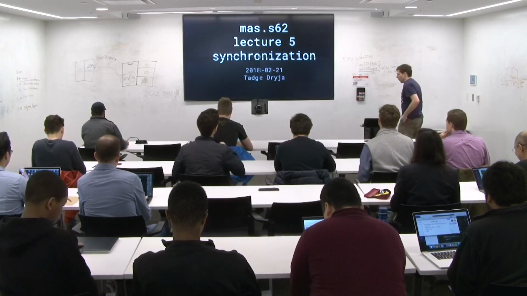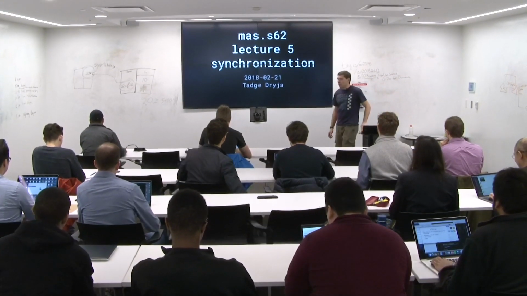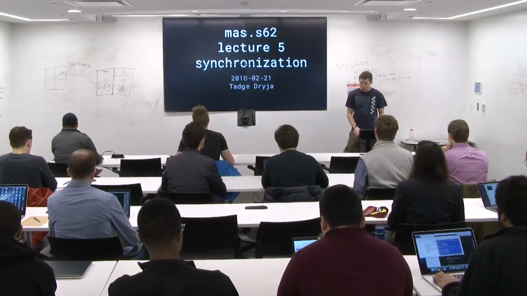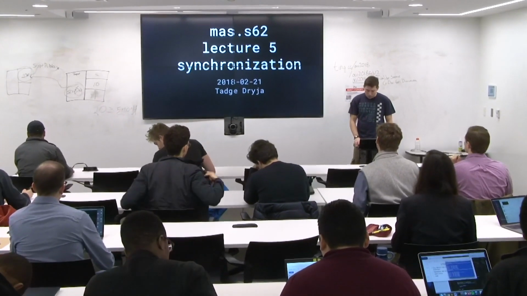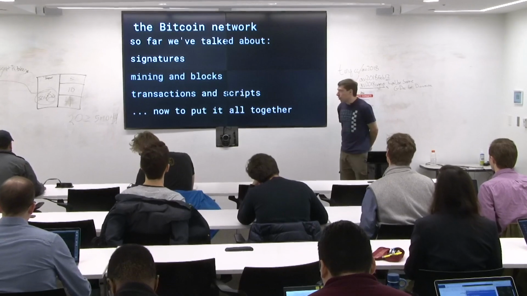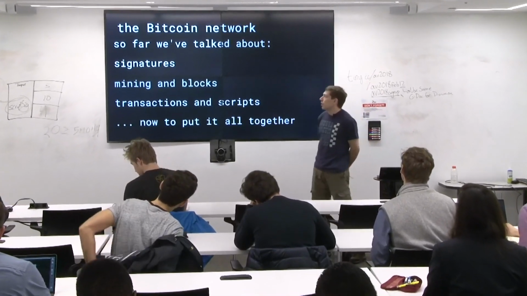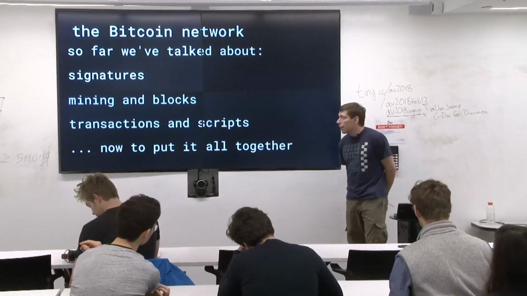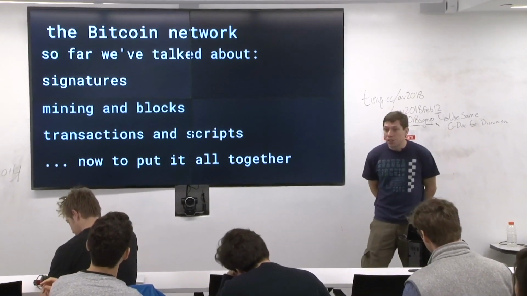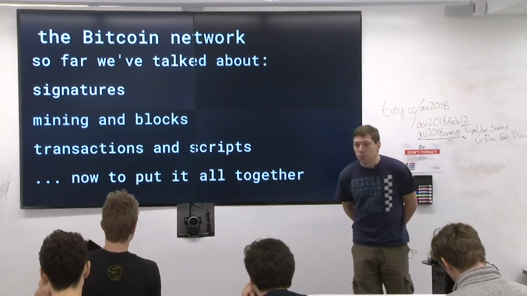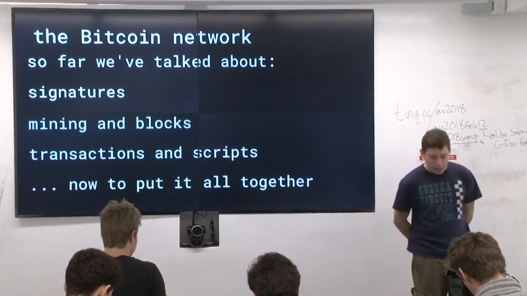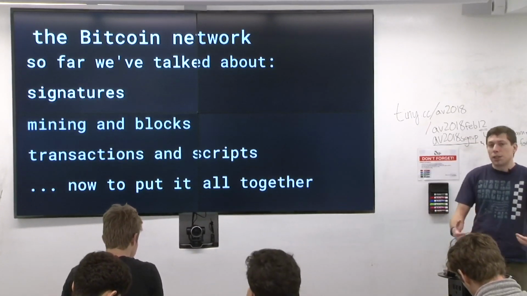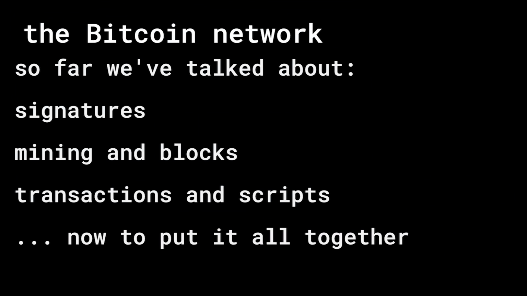Today, we're going to talk about synchronization, how all these different nodes on the network come to consensus, how they link up. So it's sort of bringing it all together. So far in these lectures, we've talked about signatures, mining and blocks, transactions and scripts, and now we're going to put it all together. How does this all actually work? What do all these components come together to do, and how does this make this cool money?